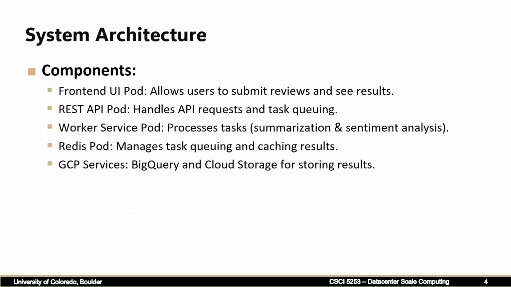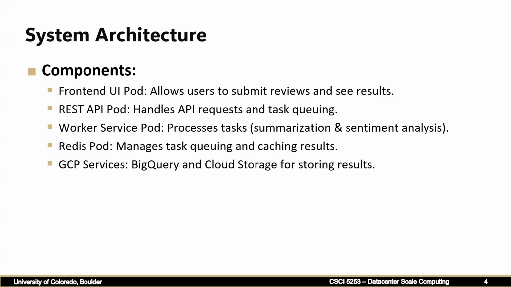On to the next slide, here's an overview of our system architecture. The front-end UI lets users submit reviews and check results. Then the REST API processes user submissions and enqueues tasks in the Redis message queue. Then the worker service continuously monitors the Redis queue, processes tasks, and stores the result. First is Redis, which is for quick retrieval. Then BigQuery for analytical queries. Finally, the Google Cloud Storage for long term backup. All these components are deployed on Kubernetes with Google Cloud Platform, ensuring smooth orchestration, scalability, and reliability.